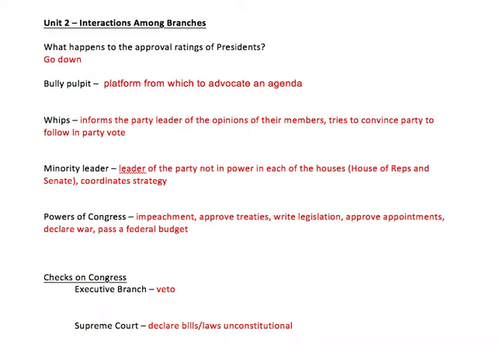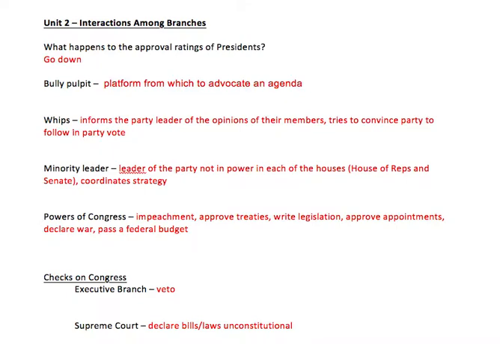All right, when looking at the branches, Unit 2, approval ratings of presidents, you should know that they generally go down. The bully pulpit, we briefly touched this. It's a platform from which to advocate an agenda. So the president will use their role as the head of the executive branch, maybe in a speech or some way, to advocate, push an agenda, and this is known as the bully pulpit.